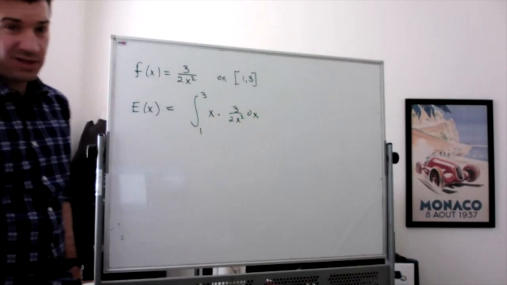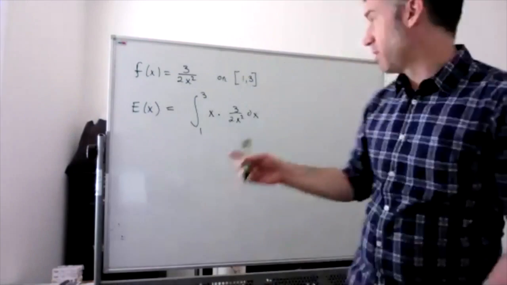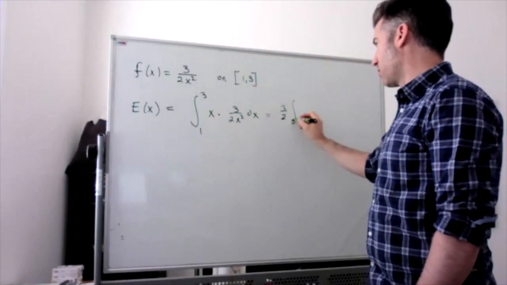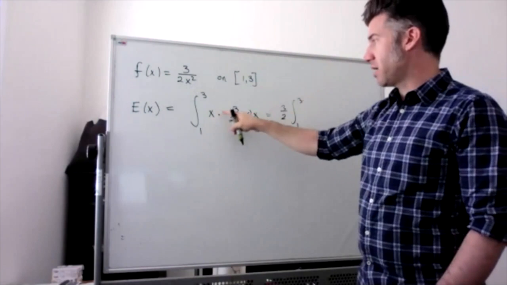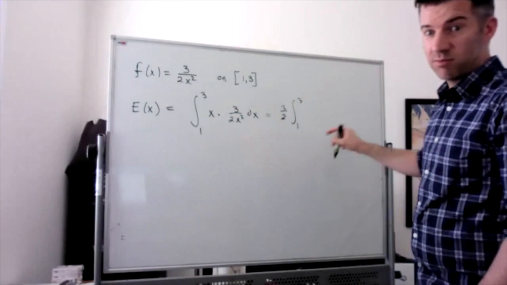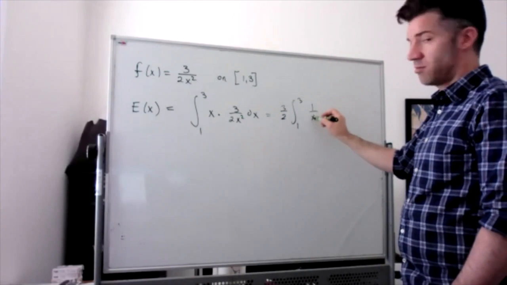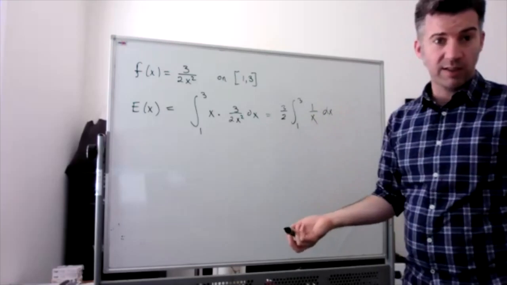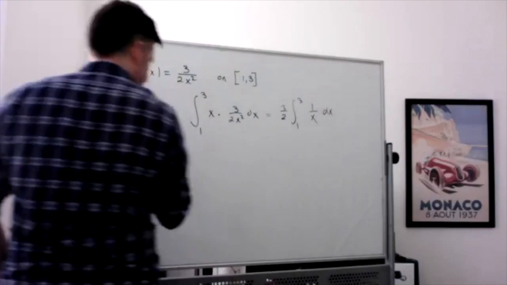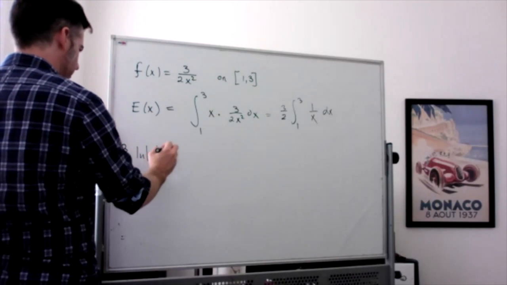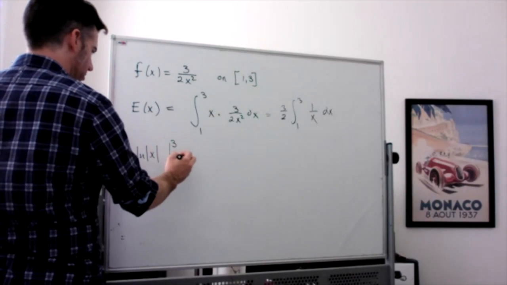Okay, well then we're just going to simplify and integrate. I'm going to pull out 3/2, so I'm going to write this as 3/2 times the integral from 1 to 3. x times 1 over x squared is just 1 over x. The integral of 1 over x is the natural log of the absolute value of x. So we get 3/2 times the natural log of the absolute value of x from 1 to 3.